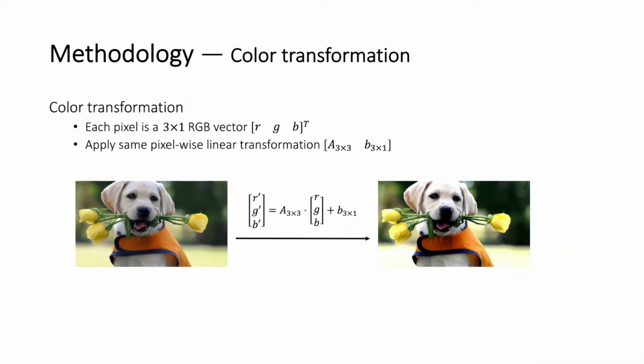First, I will introduce what a color transformation is. Considering the images in the RGB space, each pixel in an image actually is a 3x1 RGB vector. Our transformation contains a 3x3 transformation matrix and a 3x1 bias vector. And we define the color transformation as a linear transformation applied to the pixel values, as illustrated in this figure. Note that all the pixels use the same transformation in order to keep the image semantics.